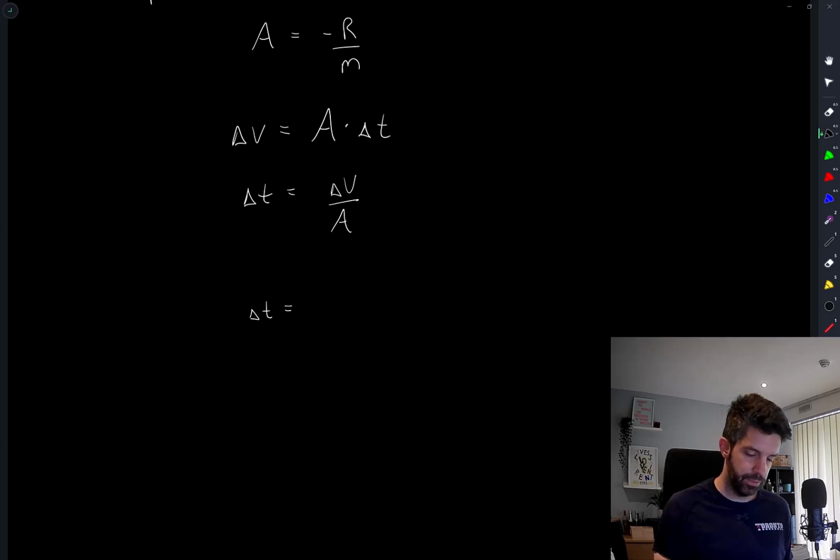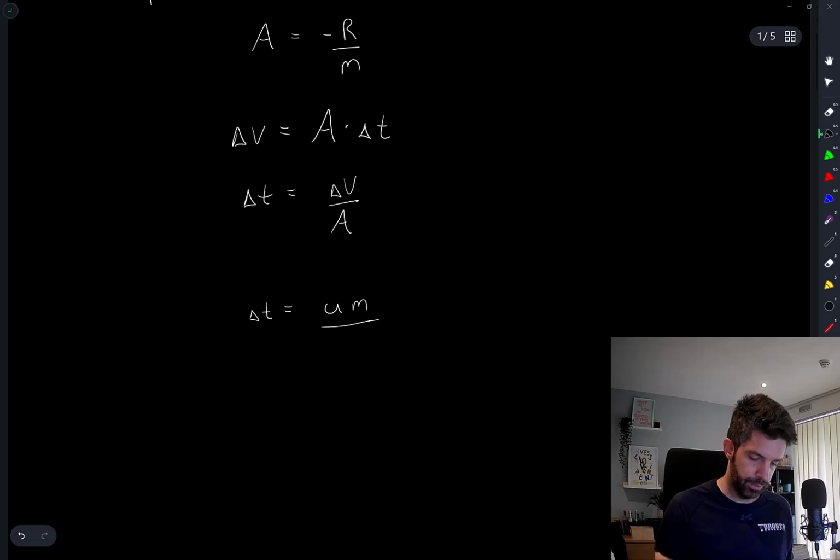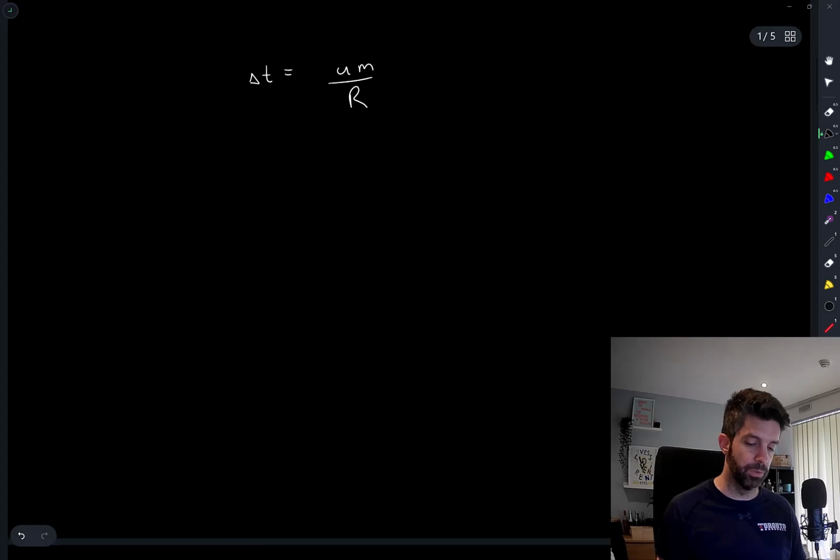Well, the initial velocity is u and the final velocity is 0. So the change in velocity is negative u. The initial velocity is u and the final velocity is 0. So delta V is equal to negative u. And we divide by A. So this gives m divided by capital R, times u. Minus signs cancel. So that's the amount of time that the bullet travels inside the block for.